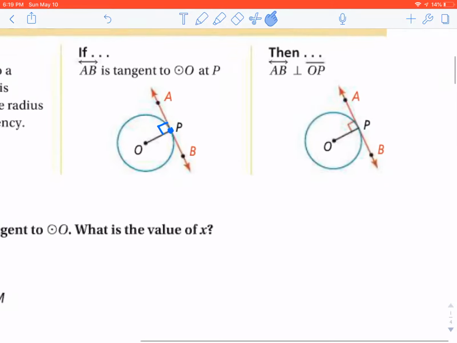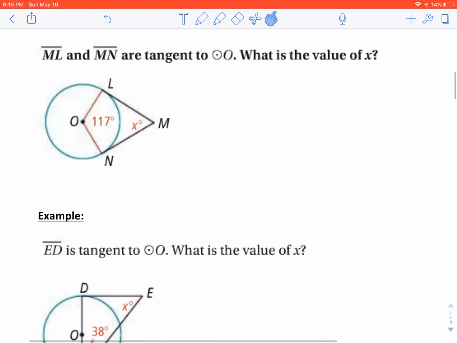So with that knowledge, we have our first example. They're asking me to find the value of x. If you look at this, immediately you're probably thinking a couple things. One, I have no idea. Two, you have two angles that are unknown and only one that you actually know the value of, but that's not entirely true. As we just recalled, they tell me in the directions that both of these lines, ML and MN, are tangent.